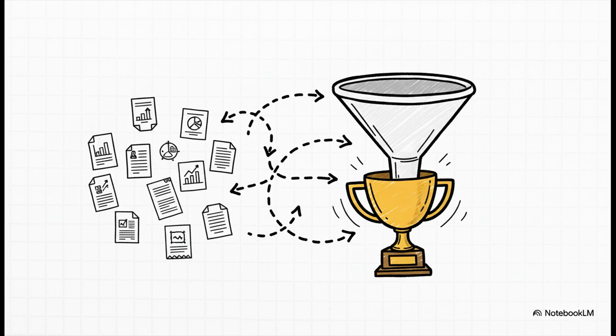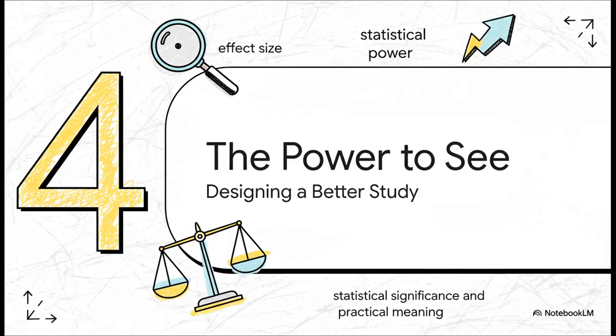We can literally take the effect sizes from dozens of different studies on the same topic and combine them all together. What that gives us is a much better, more stable idea of what the true effect is out in the real world. Okay, so we've covered making mistakes and measuring our findings.